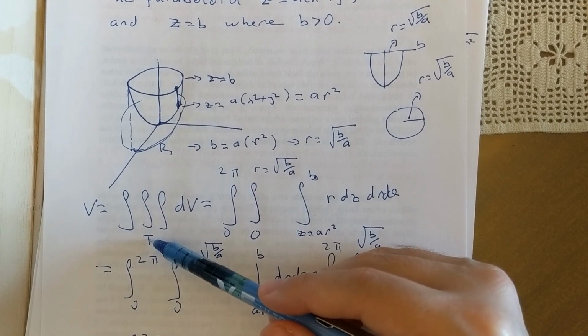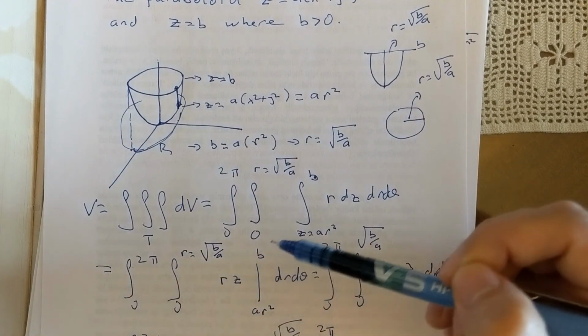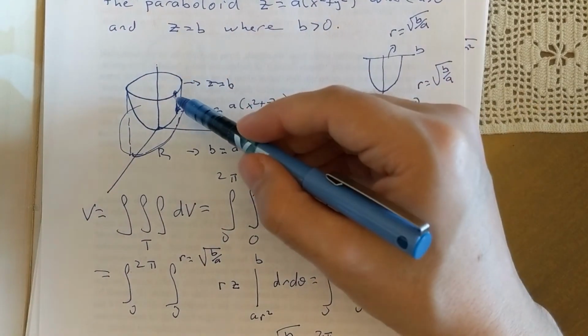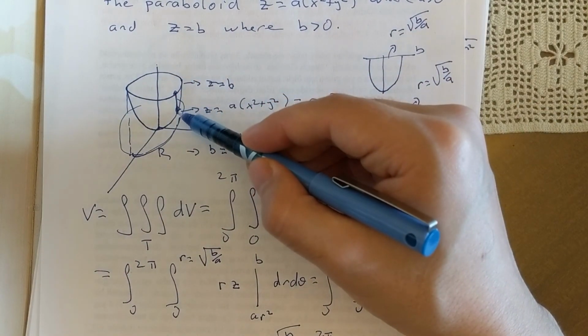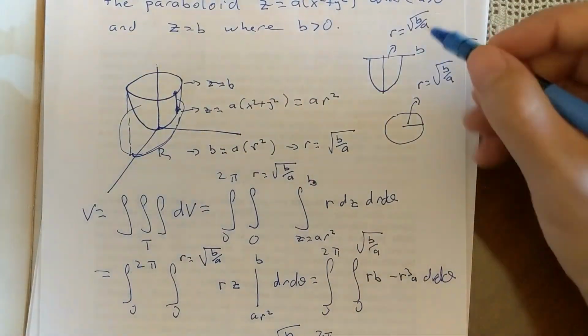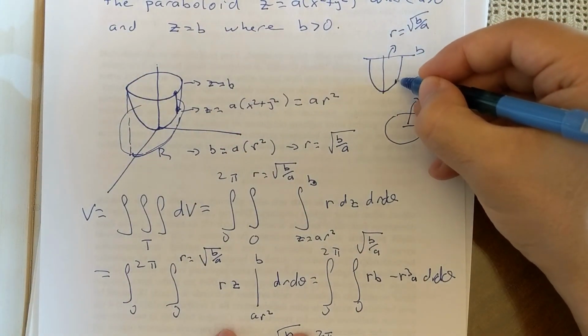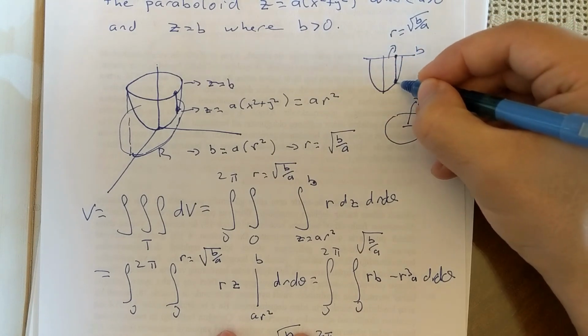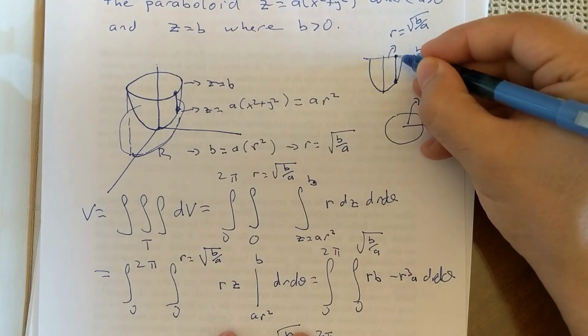So that would be over this solid T. We're just going to do dV. And we do this in cylindrical coordinates now. Now let's look at the heights. The heights are going to go from the paraboloid on the bottom all the way up to the plane z equals b. This is the paraboloid. It looks like a parabola, of course, in two dimensions when we look at it from the side.